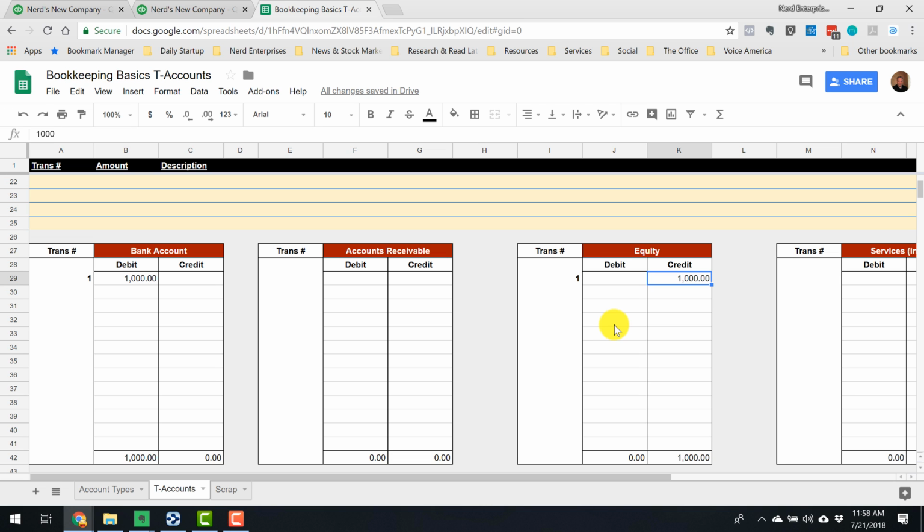It's real simple. Just remember that assets and expenses are increased by debits. Assets and expenses are increased by debits. Everything else is increased by a credit, right? So assets and expenses are debits, and then liabilities, equity, and revenue, the remaining 3 account types, are all increased by credits. So equity increased by credits.